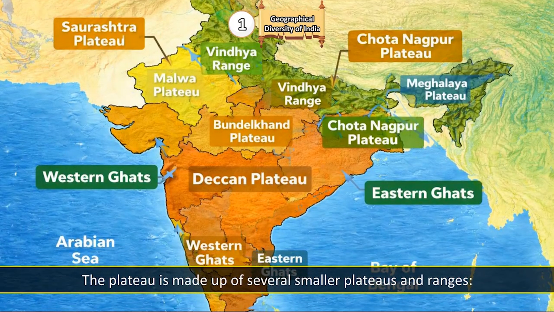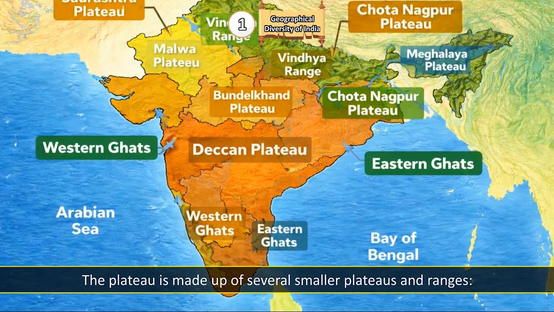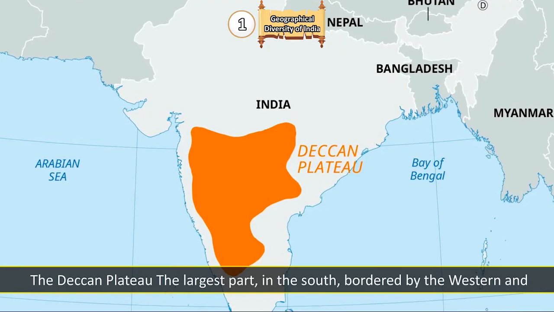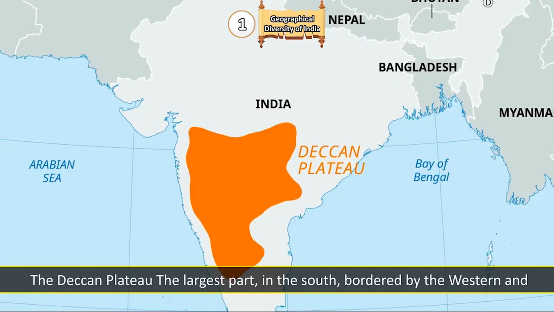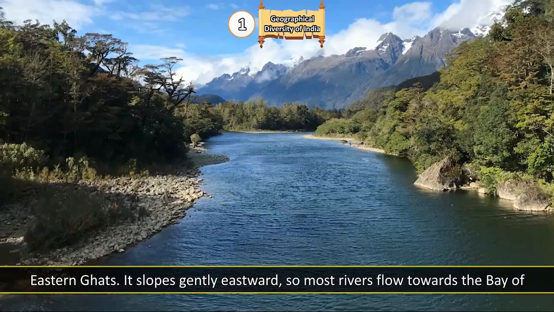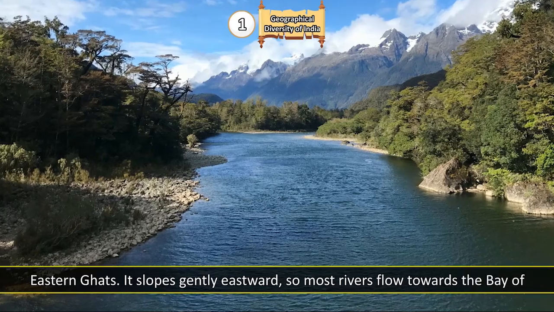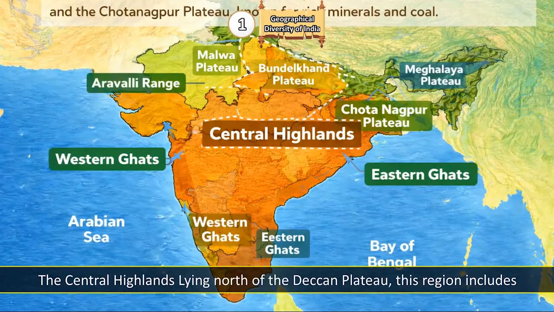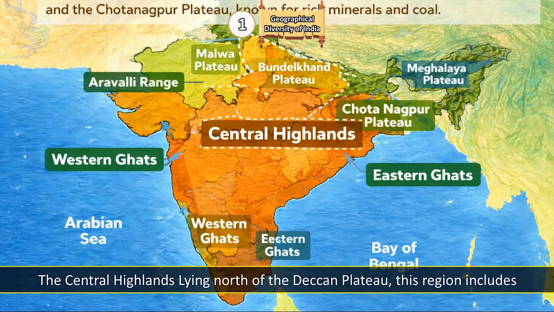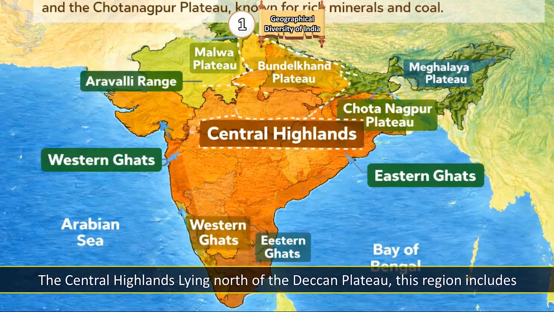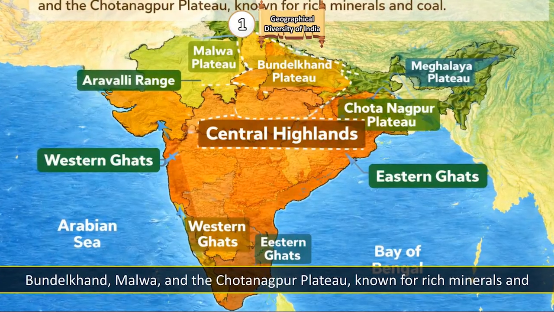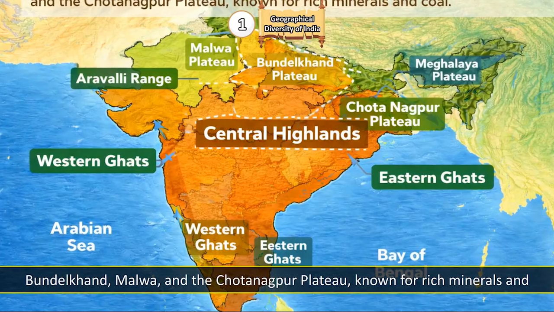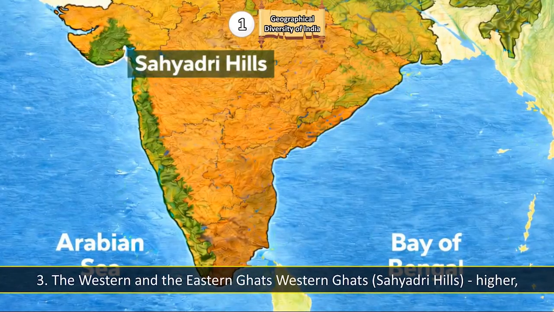Major divisions of the plateau. The plateau is made up of several smaller plateaus and ranges. 1. The Deccan Plateau. The largest part in the south, bordered by the Western and Eastern Ghats. It slopes gently eastward, so most rivers flow towards the Bay of Bengal. 2. The Central Highlands. Lying north of the Deccan Plateau, this region includes Bundelkhand, Malwa, and the Chota Nagpur Plateau, known for rich minerals and coal.